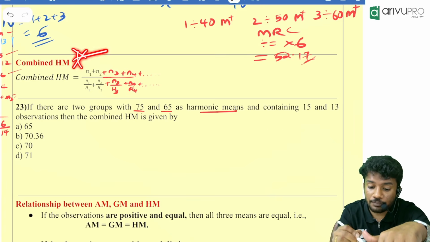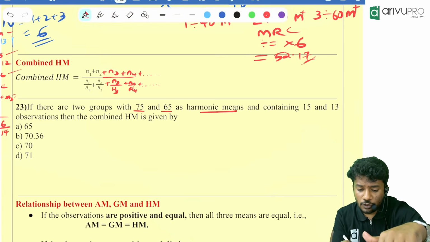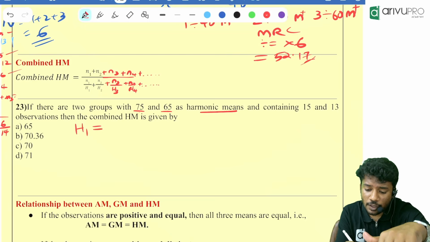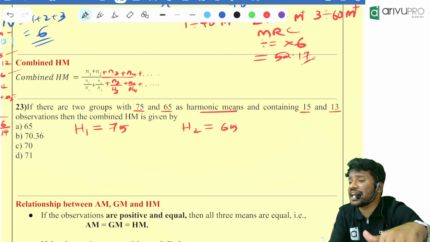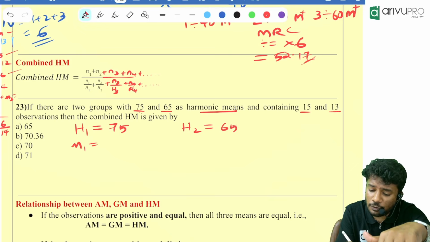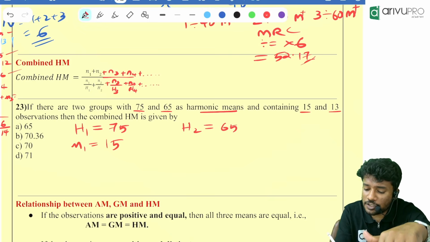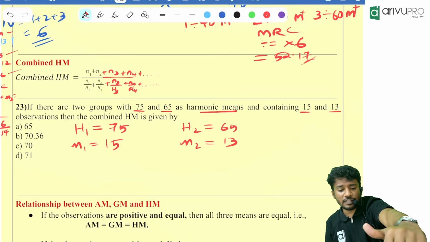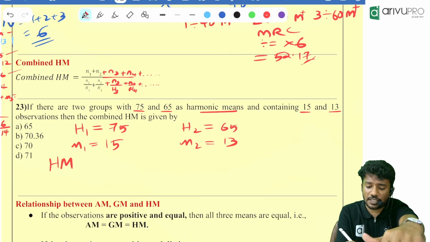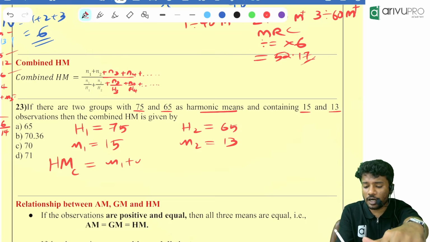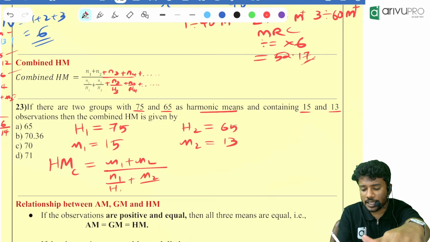It's very important. Now, two groups with HM 75 and 65 as the harmonic mean. That means H1 is equal to 75, H2 is equal to 65, containing 15 and 13 observations. That means N1 is equal to 15, N2 is equal to 13. We need to find the combined HM. HM combined is nothing but N1 plus N2 divided by N1 by H1 plus N2 by H2.